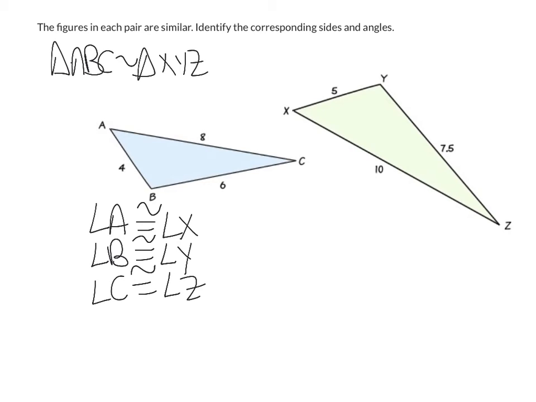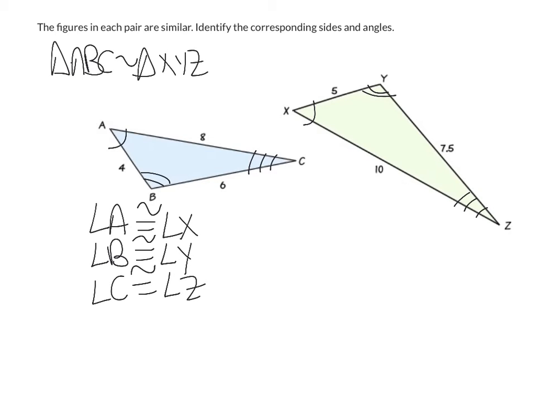If we wanted to mark our triangles, we could using arcs. So I could say angle A is congruent to angle X. Now I could use two arcs to show angle B is congruent to angle Y, and I could use three arcs to show angle C is congruent to angle Z.